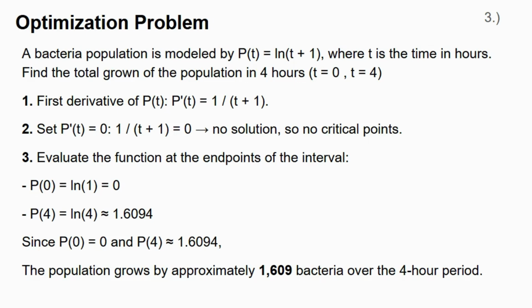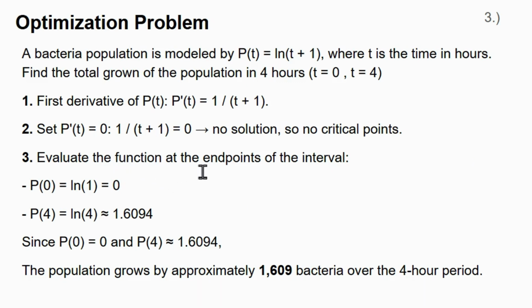So first, we must find the derivative of p of t. The derivative tells us the rate of change of the population over time. And the first derivative equals 1 over (t plus 1). Next, we can find the critical points, but this equation has no solution because the fraction 1 over (t plus 1) can never be equal to 0, so there are no critical points to consider.